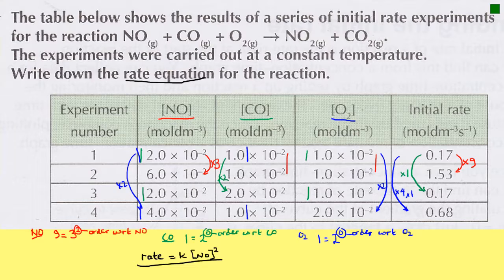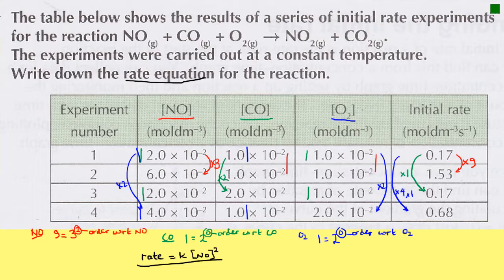Okay, so let's start off by trying to work out the order of the reaction with respect to nitrogen monoxide. So what we would like is for the other reactants' concentrations to be the same. And so we can see that in experiments 1 and 2, we have the same concentrations of carbon monoxide, and we also have the same concentrations of oxygen. So that means that any difference in the initial rate is down to the change we make to the concentration of nitrogen monoxide.